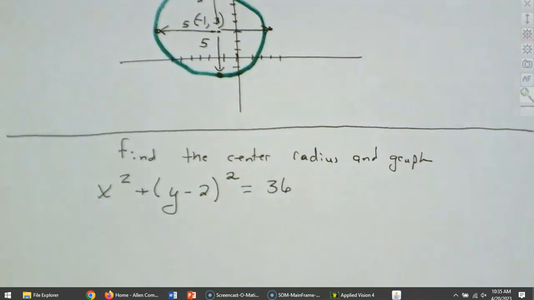Okay, so very easy. I don't want you to miss these. These are good questions to put on a final exam because they're easy. So you'll probably see something like this on your final. We want to find the center, radius, and graph.